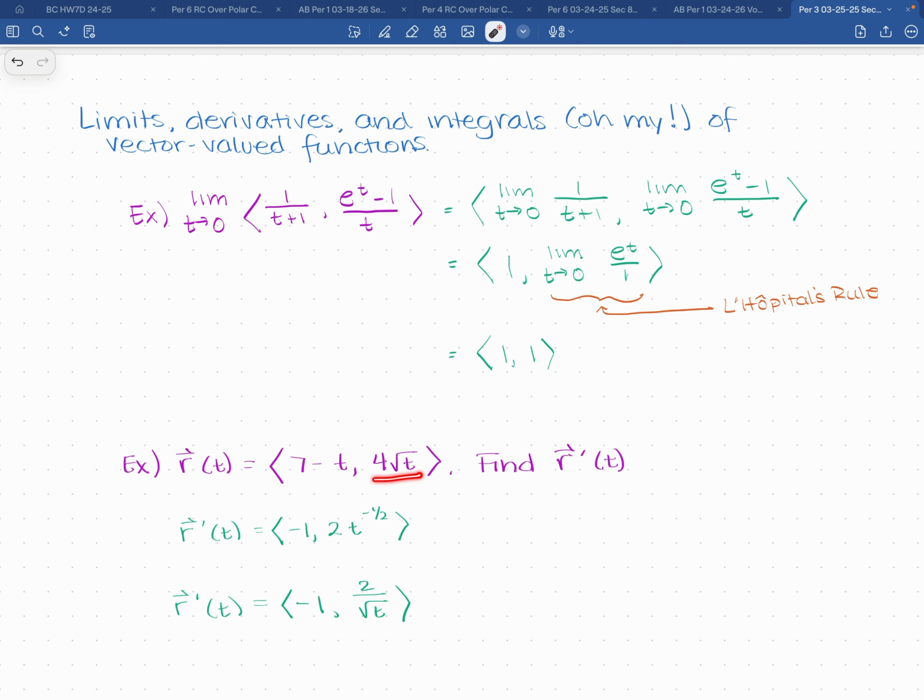The derivative of the vertical component, 4, and then remember that's t to the 1/2. Multiply by the exponent, decrease the exponent by 1. You could write your answer like this. Either one. Doesn't matter. Easy peasy.